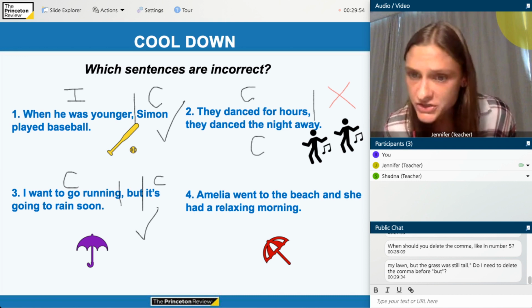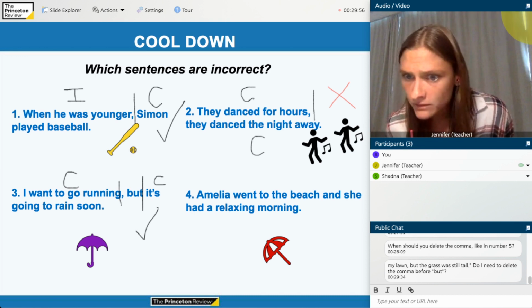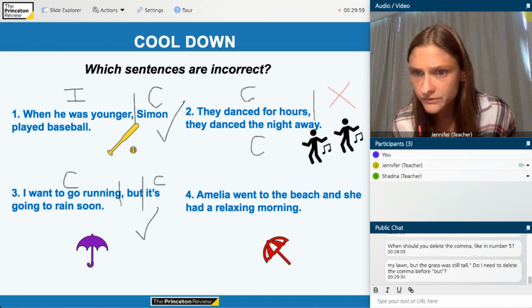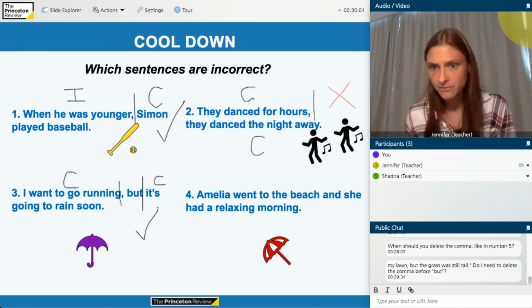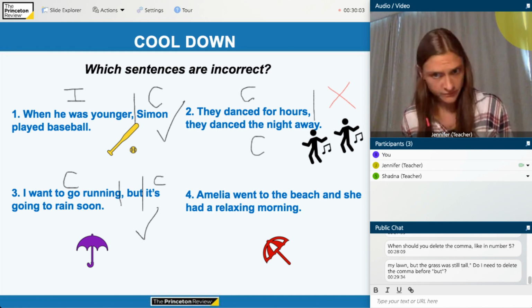I see a question here. My lawn, but the grass was still tall. I think something maybe didn't copy over.